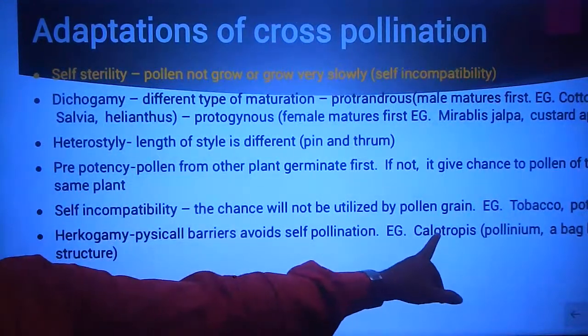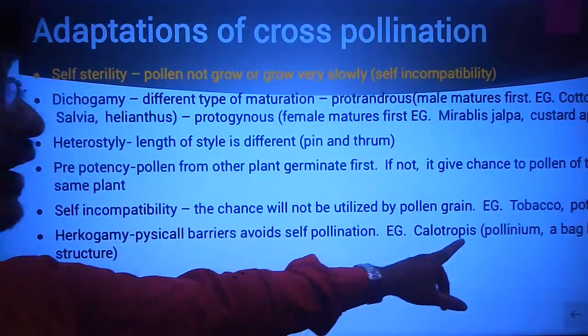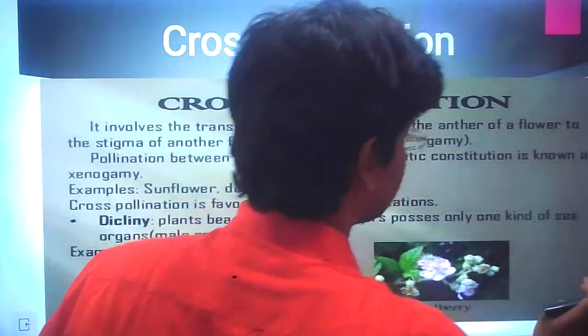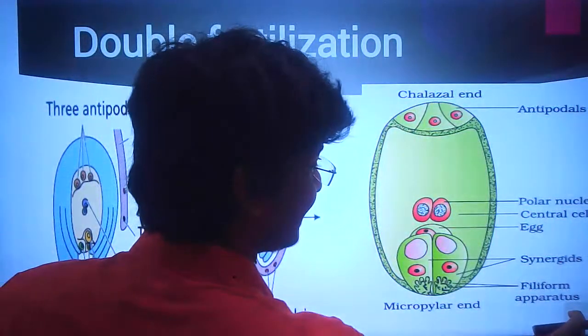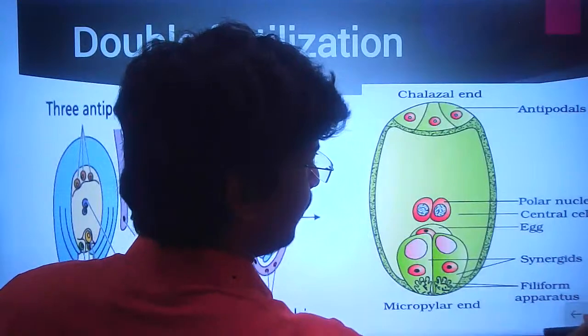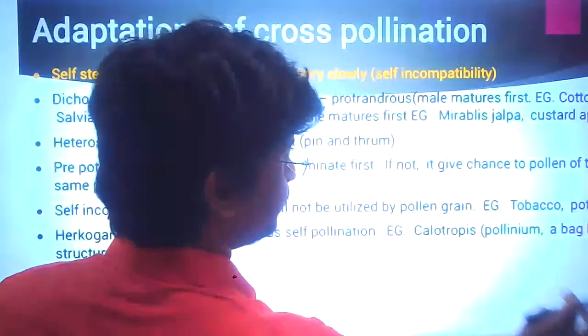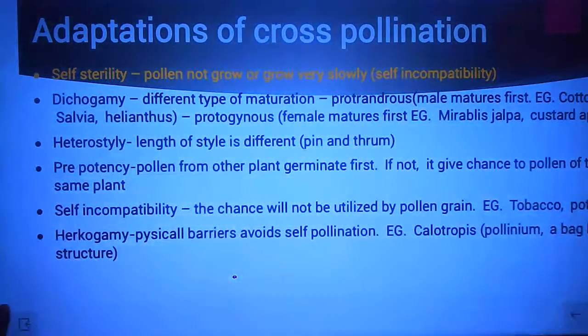This we could see in case of calotropis, where you could see the pollen grains in bag-like structures, the pollinia. They will be very heavy. The pollinium, where you could see the barrier.